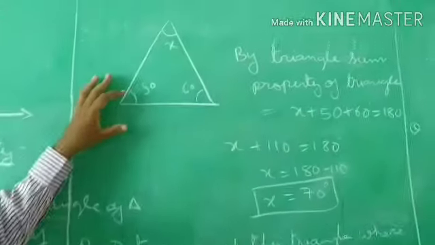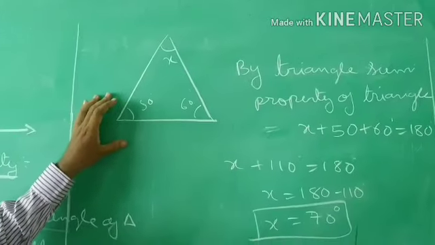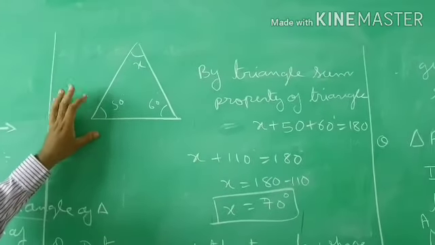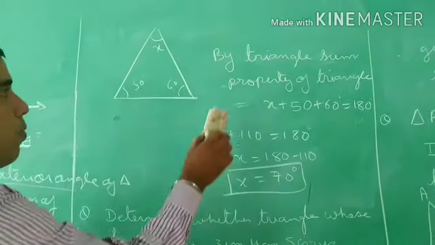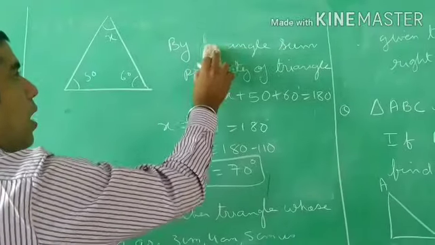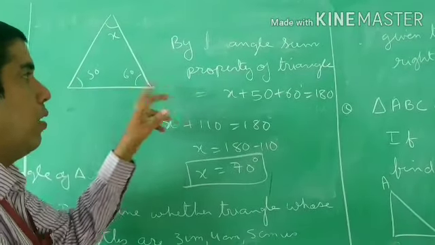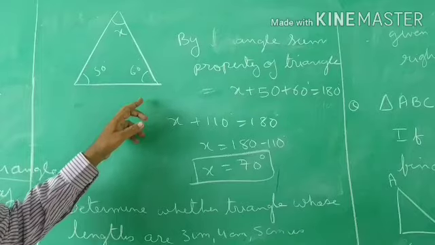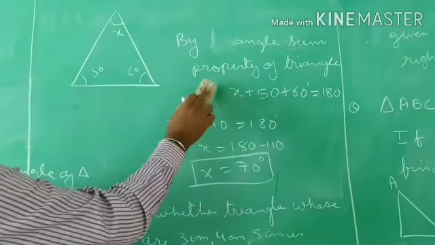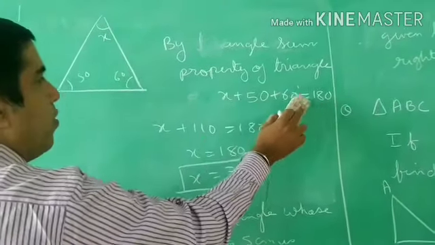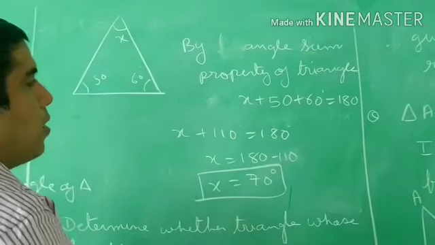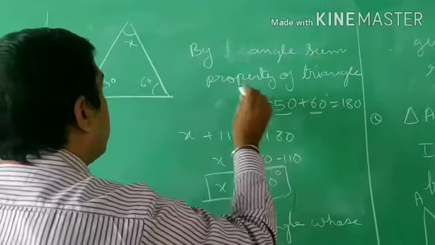Now here in this, I am using the angle sum property of a triangle. So by the angle sum property of a triangle you can see I wrote here, it comes x plus 50 plus 60 is equal to 180, the sum of three angles.